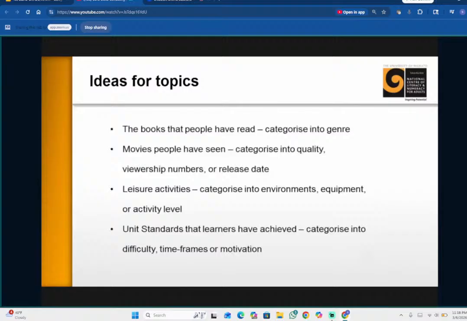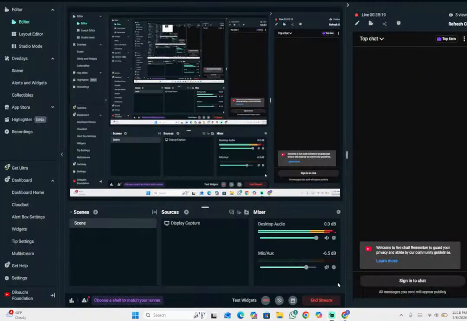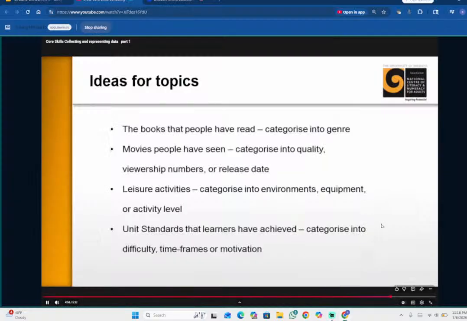This is for a sport and fitness course. Some good ideas are books that people have read. Ask them to write down all the books they've read, and then you can categorize these into genres. Movies that people have seen is always easy. Most people have seen movies. And you can categorize these into quality, viewership numbers, that is how many people have seen them, or the release date. Leisure activities, what type of things do people do when they're relaxing?